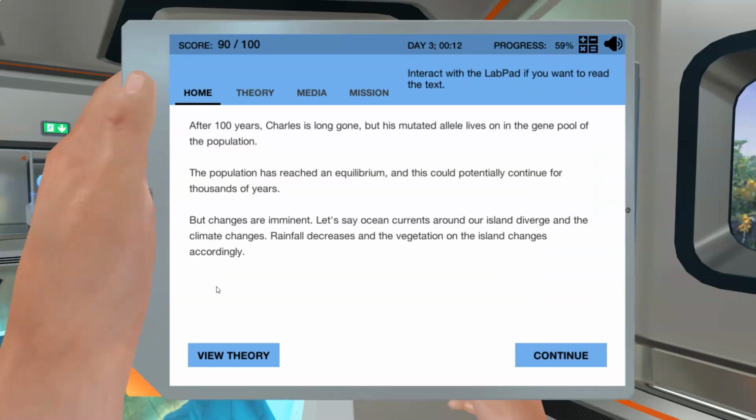After 100 years, Charles is long gone, but his mutated allele lives on in the gene pool of the population. The population has reached an equilibrium, and this could potentially continue for thousands of years. But changes are imminent. Let's say ocean currents around our island diverge and the climate changes. Rainfall decreases and the vegetation on the island changes accordingly.